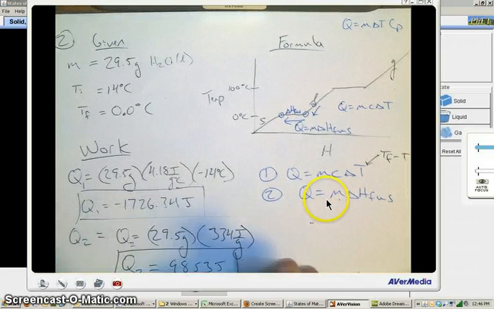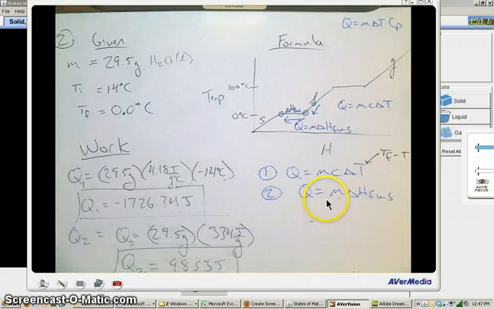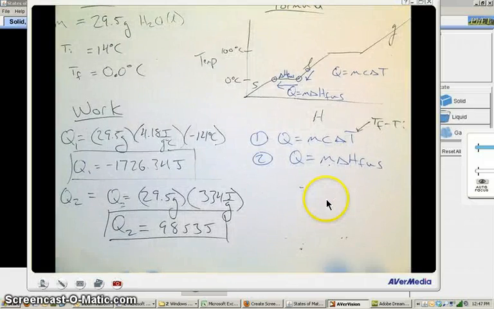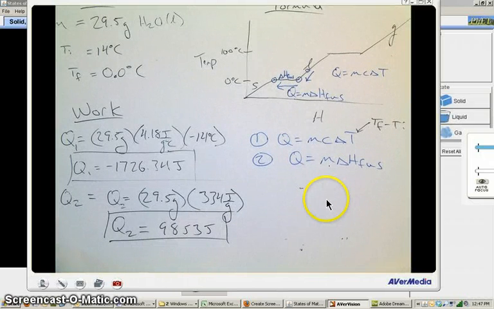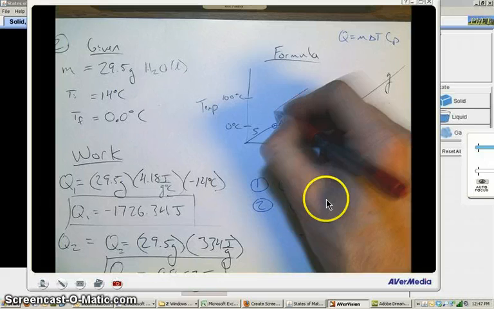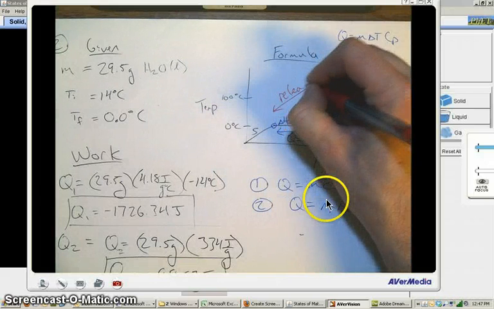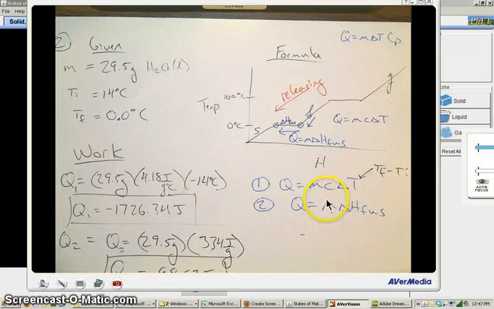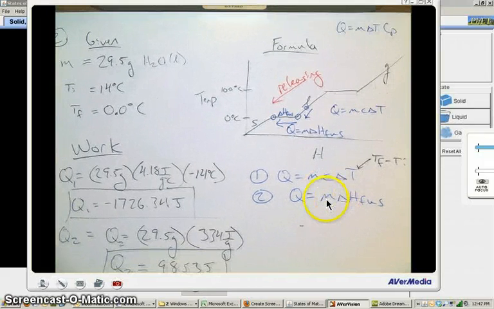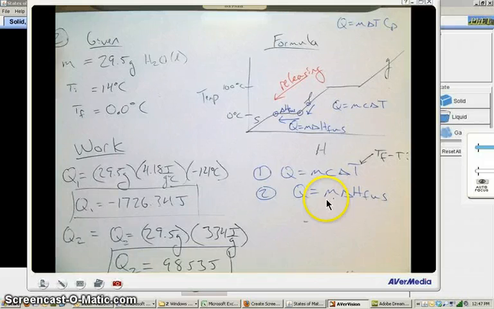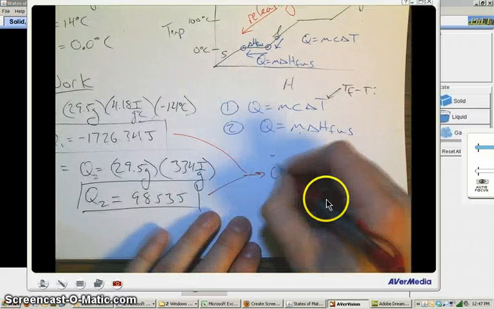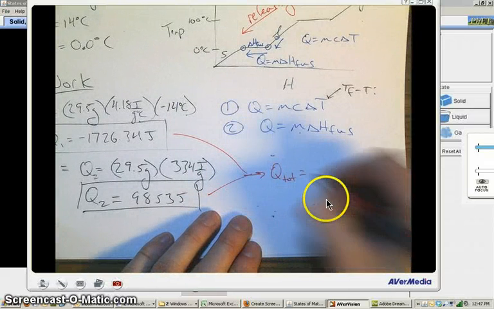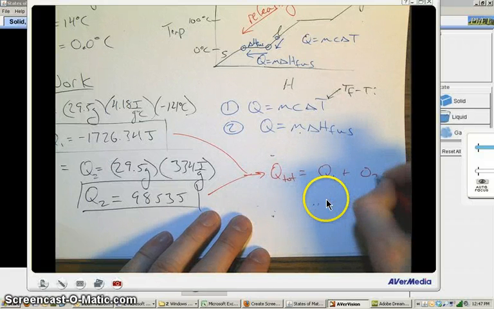Okay. Now, that doesn't tell us how much energy total was released when it went from 14 to 0 and from 0 to 0 when it froze. The whole time it's going downhill, so it's releasing energy, which makes sense. You don't put water on a stove to freeze it. You want to take energy away from it by putting it in a lower temperature environment. So if I want to figure out my total Q, the total amount of energy, what I'm going to have to do is add my Q1 and my Q2.